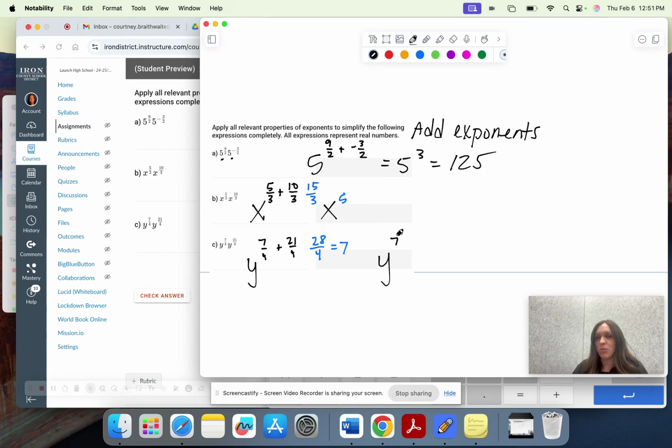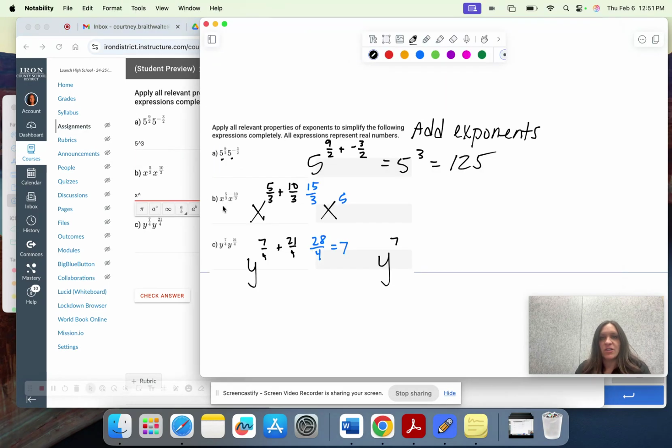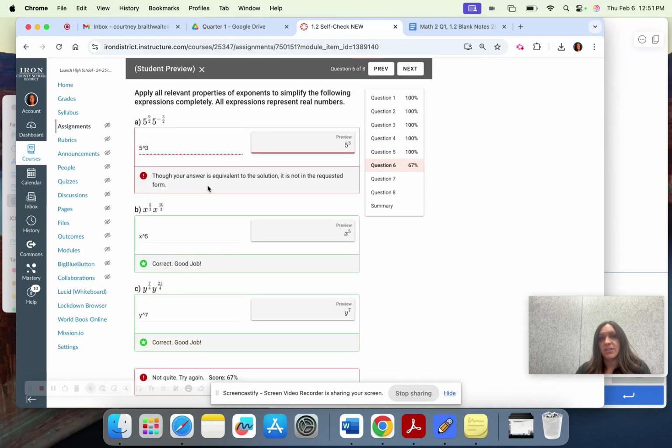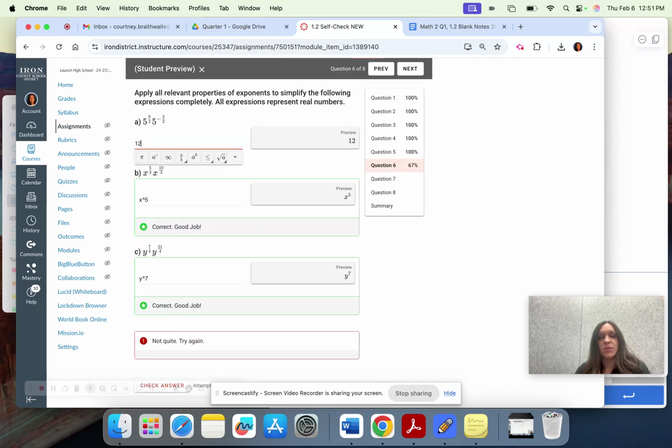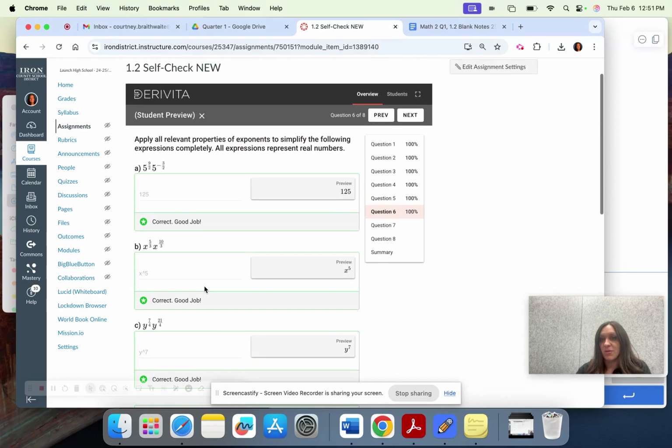Okay, so just knowing that property that when you have two things being multiplied, you add the exponents. So this one, I'm going to try 5 to the 3rd. This one was x to the 5th, and y to the 7th. Okay, so it's not in the requested form. This one actually wants the number. So that is good to know when you're doing yours.